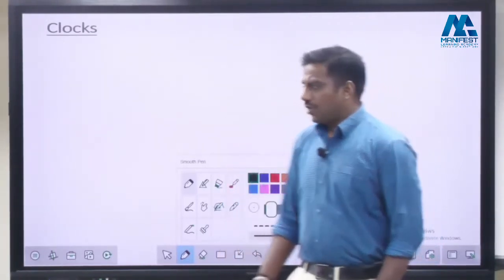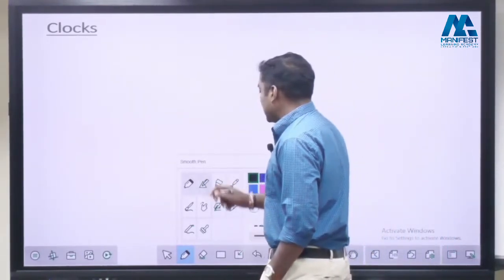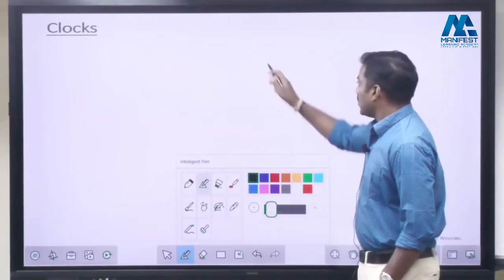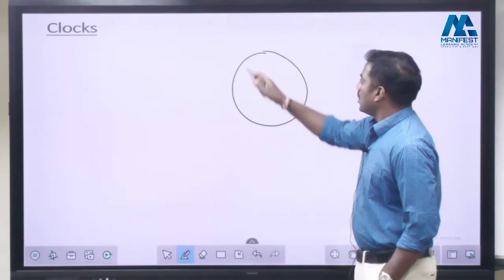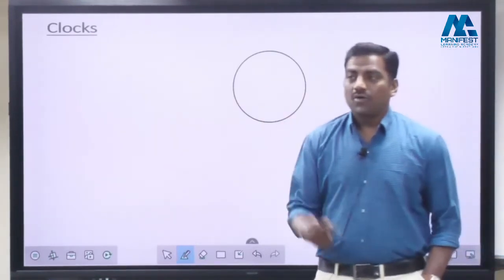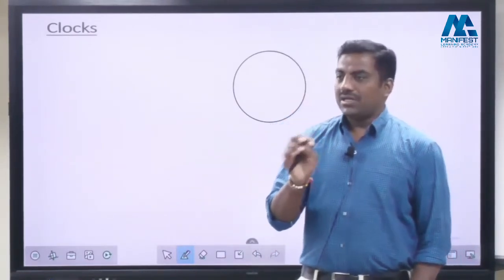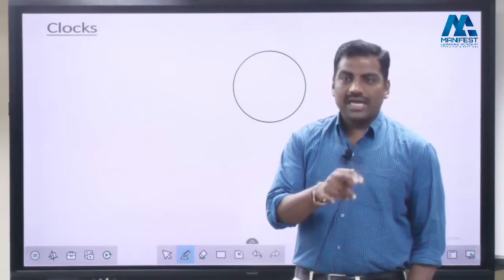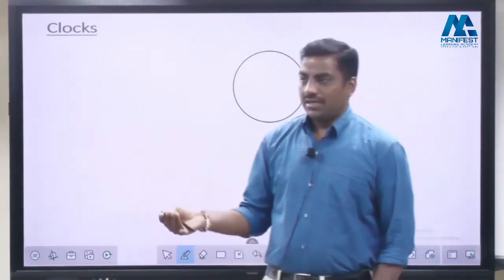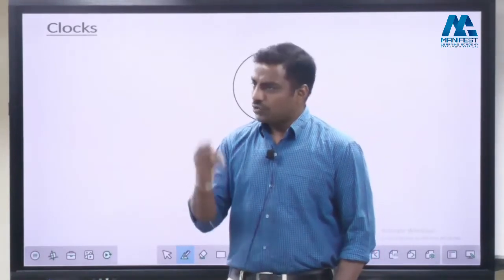First of all, why is this particular clock made as part of our quantitative aptitude or logical reasoning? Again, I treat this particular chapter under both, logical reasoning and quantitative aptitude, because most of the answers that we get here, it is a number. We calculate a bit, not so many things.